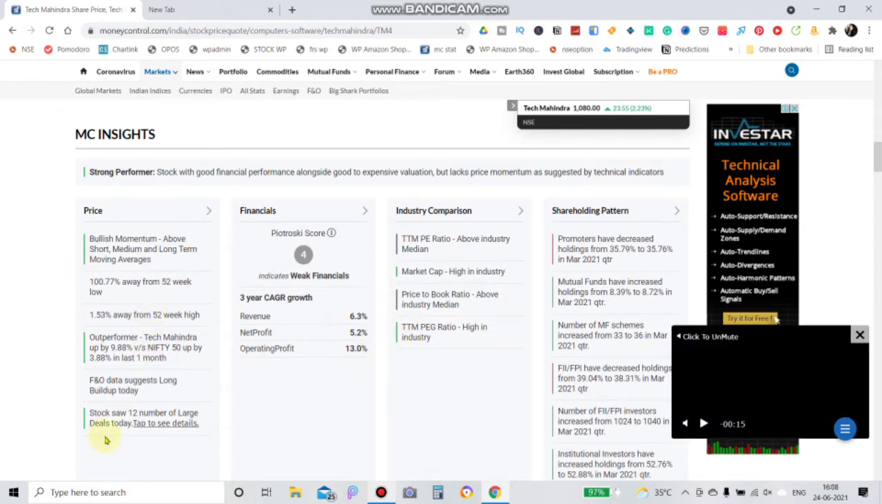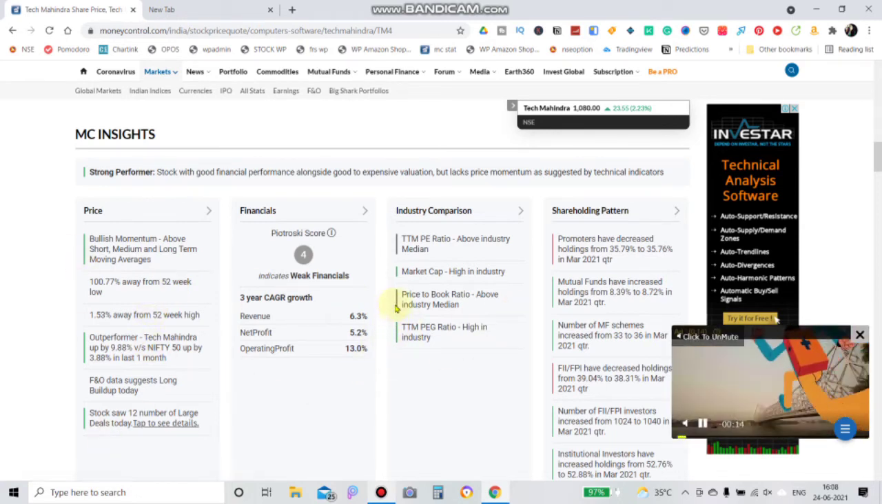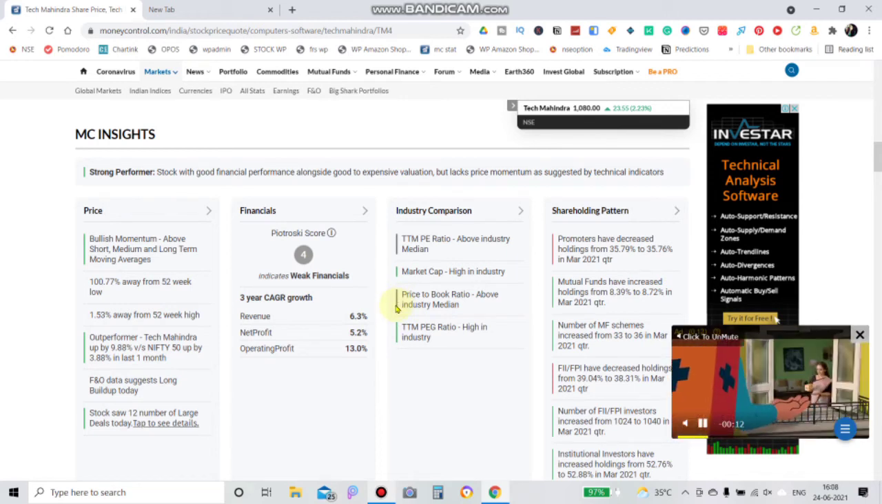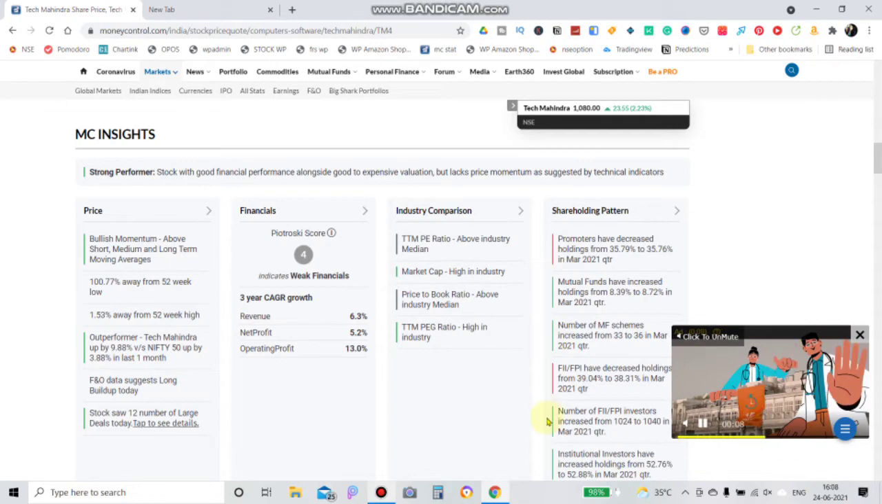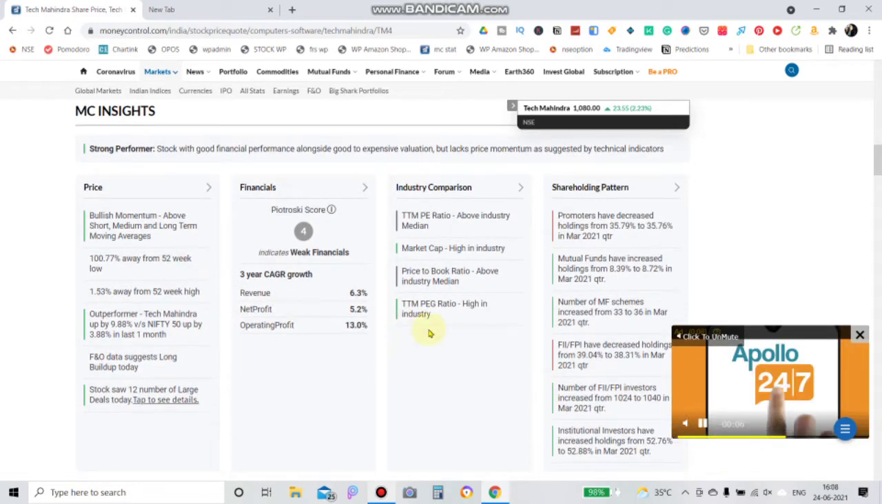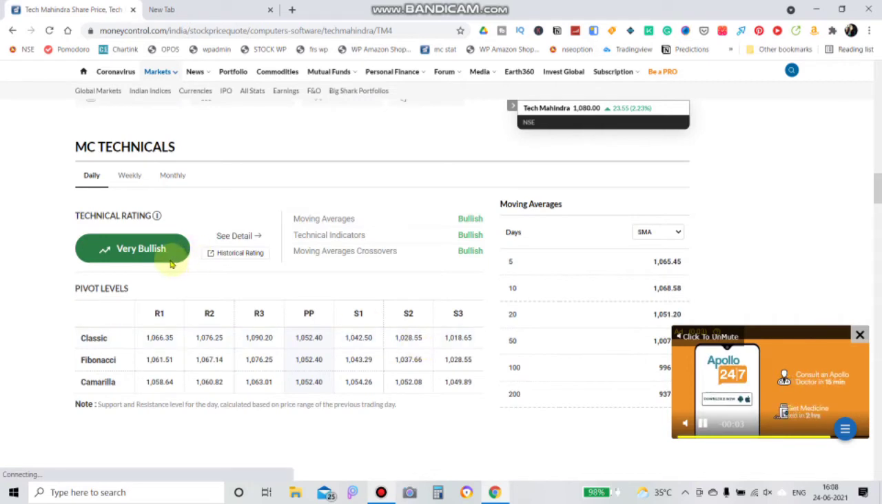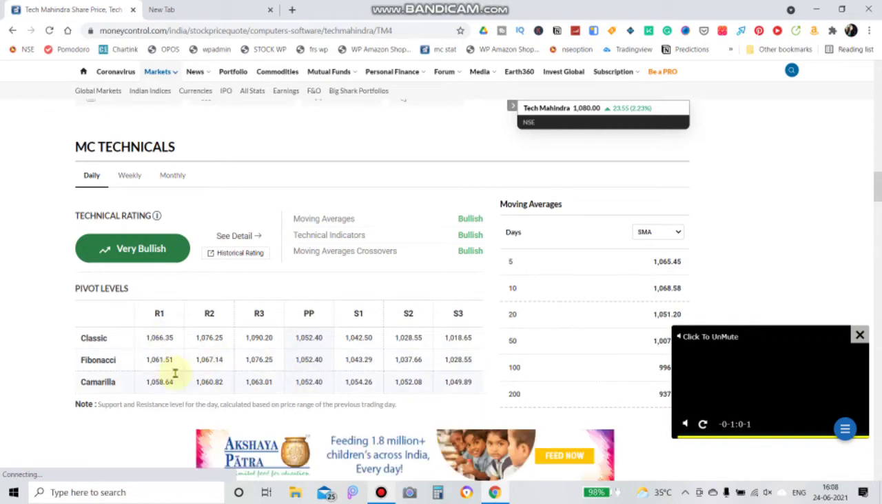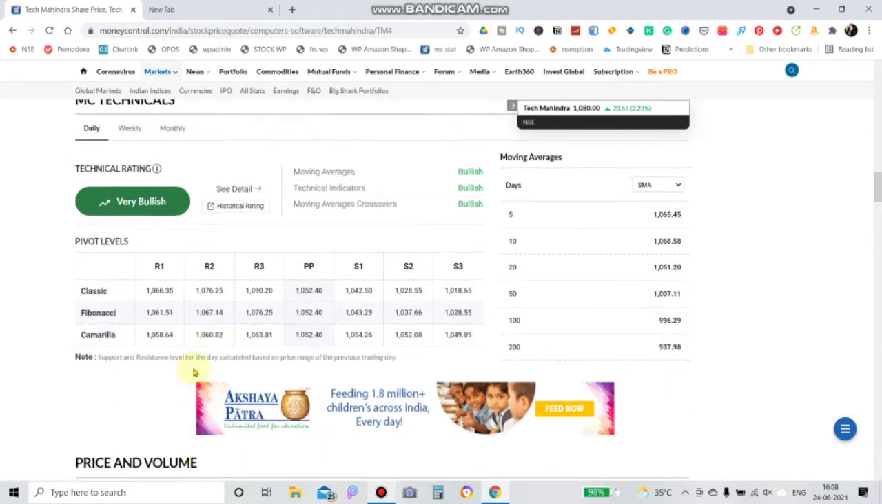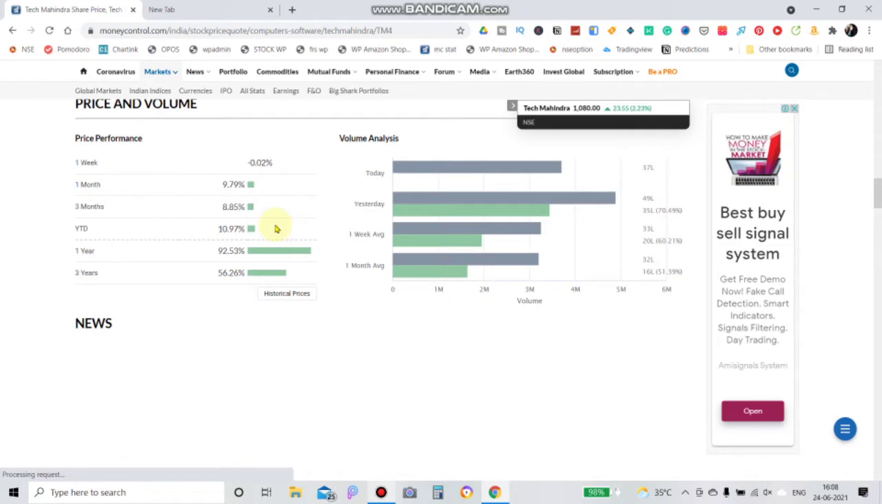Green, green, green, green. Gray is medium. Red is a negative thing for the company. So we see green, green, green. So a few greens over there. So technically, very bullish. For support and resistance, you can also refer to these pivot levels. Moving averages, you can quickly go through all these things.